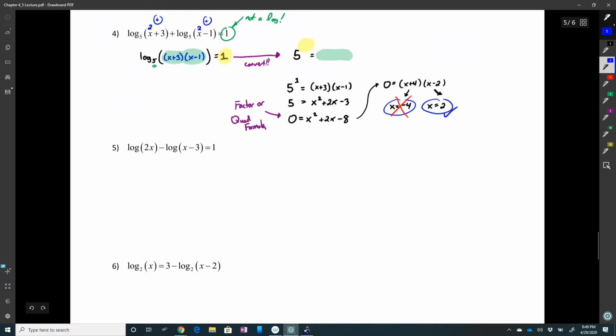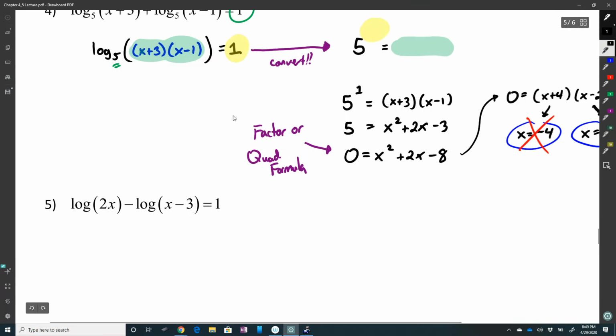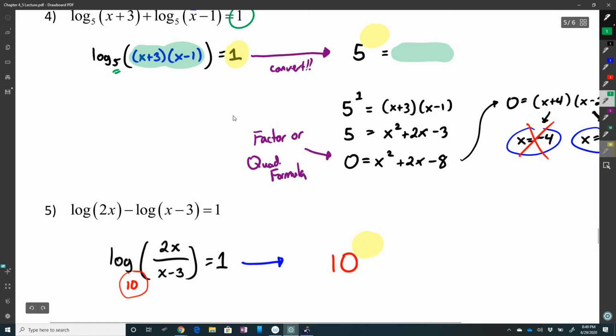All right, number 5. Same idea as before, except instead of multiplication, we're going to be doing division. So one log equals 1. And now the conversion. Now, if there's no base present, remember that the base is implied to be a 10. So this is going to be 10. And then we have our pieces. Exponent, answer, equal sign.